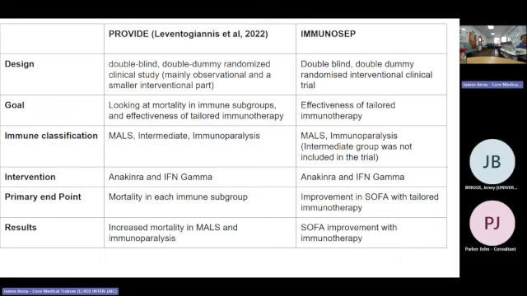They also did a very small trial. Few patients received anakinra, 2 patients received interferon gamma. So there was some efficacy proven with anakinra, but again, it wasn't a big population that they tried it on.